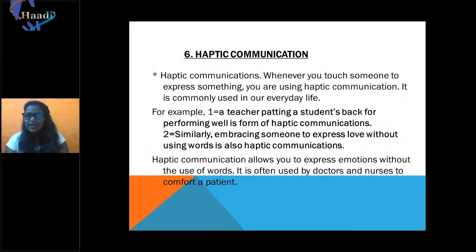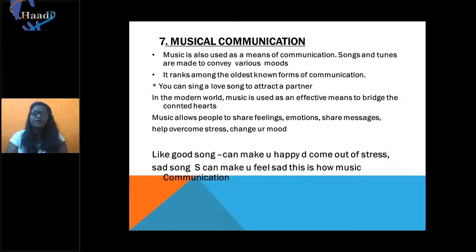So the next one will be music communication. Music communication is also used to mean communication. Songs and tunes are made to convey various moods. Today, music communication is very important. Good music can make you happy and help you come out of stress, and sad music can make you feel sad. This is how music communication works.